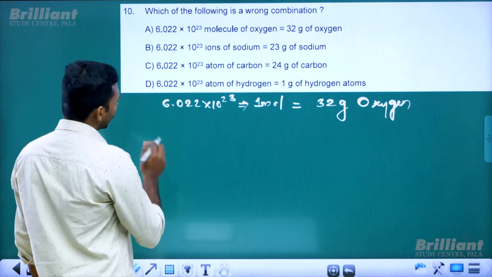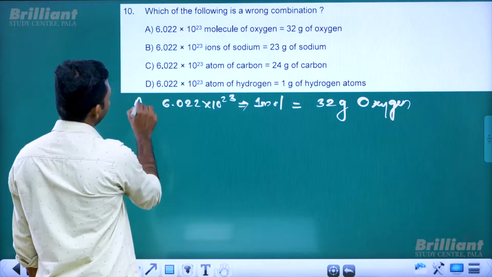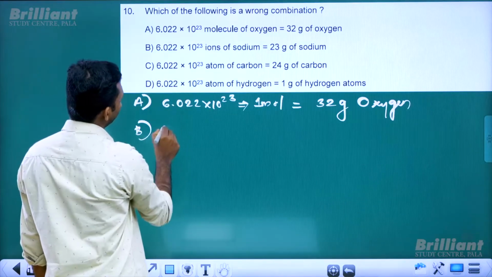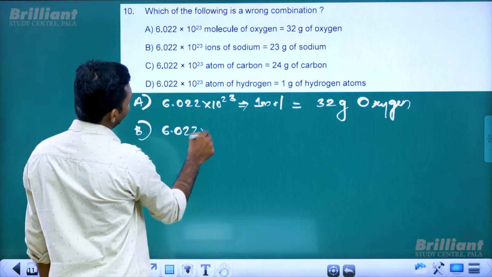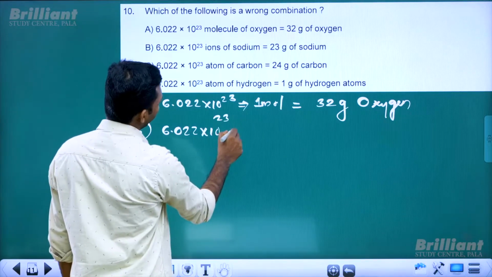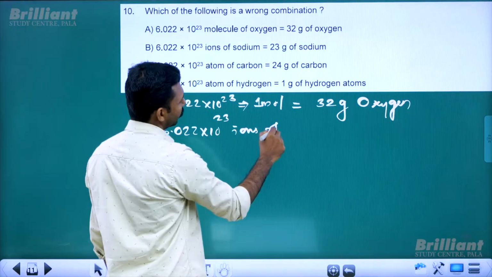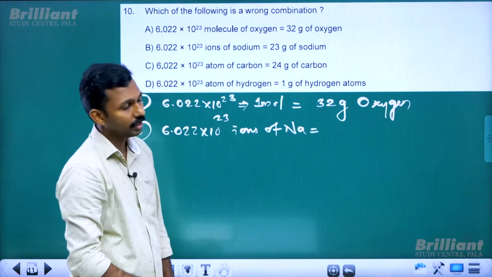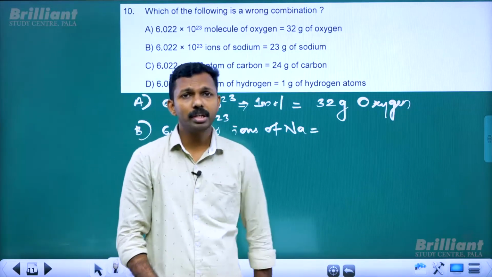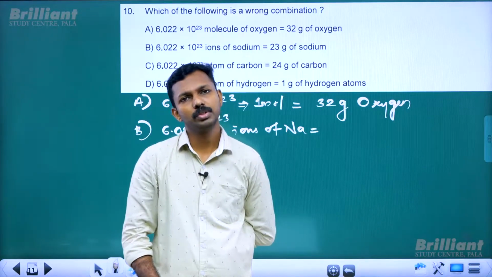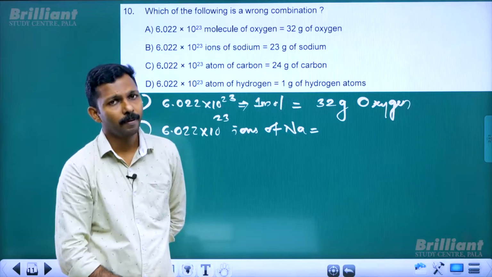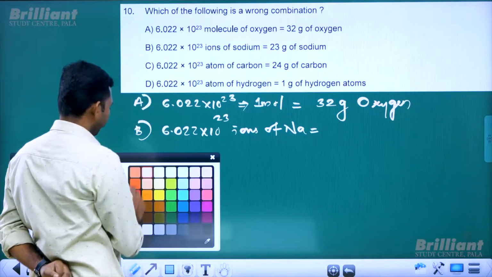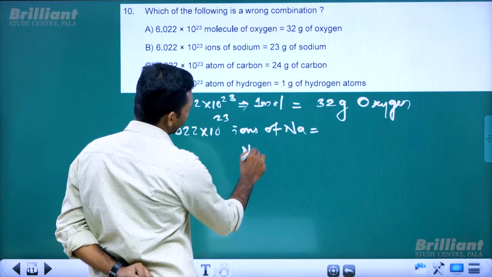Going to the second option. This is A and this is B. 6.022 into 10 raised to 23 ions of sodium means 23 gram of sodium, they are saying. 23 is the atomic mass of sodium. Sodium ion here means Na plus ion.